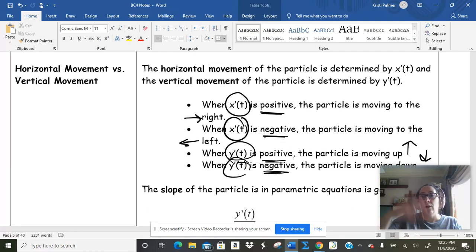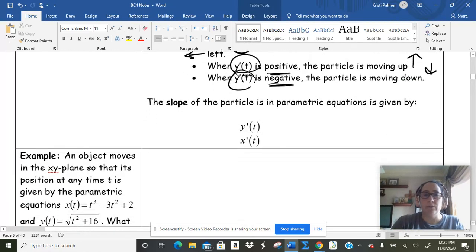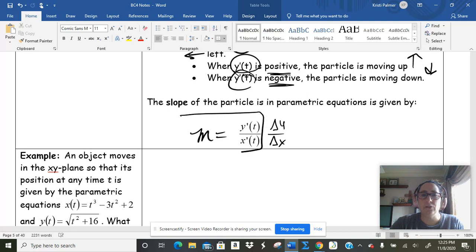And remember, rise over run is still slope. So my slope here is still just y prime over x prime, that change in y over change in x. That's the instantaneous change over the instantaneous change here. So it's pretty easy just to get the slope. We take the derivative of y and evaluate it at the number, and we take the derivative of x and evaluate it at the number and divide.